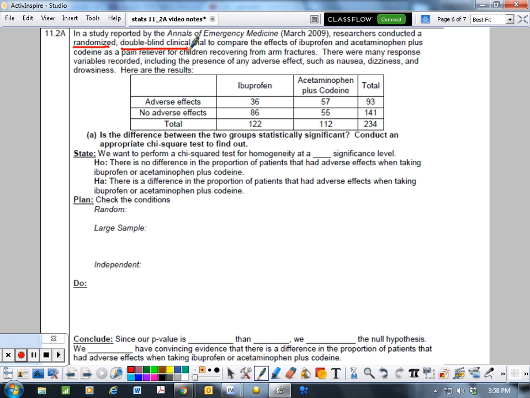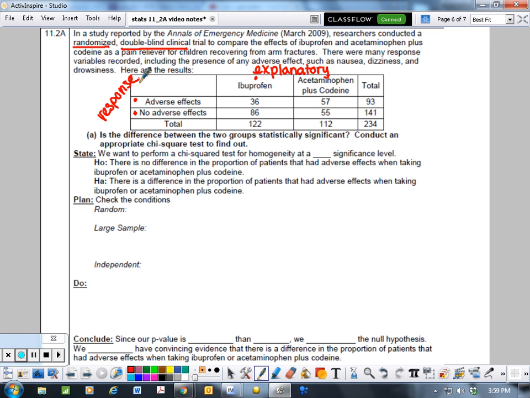Now, this is definitely a 2x2 chart. So we've broken each variable into only two categories. So we have adverse effects, no adverse effects, ibuprofen, acetaminophen. Ibuprofen and acetaminophen are our explanatory variable. And then these effects are our response variable. And is the difference between the two groups statistically significant? Conduct an appropriate chi-square test to find out.